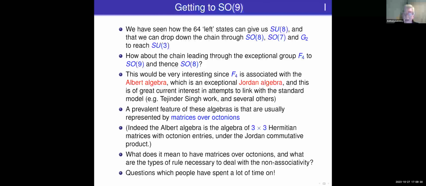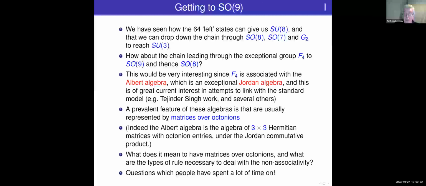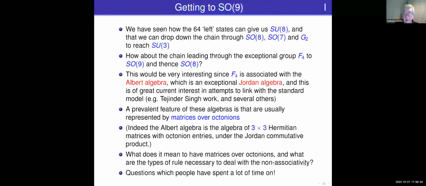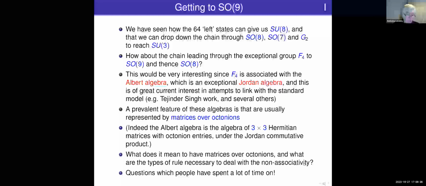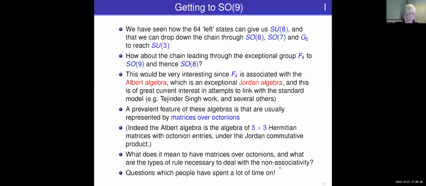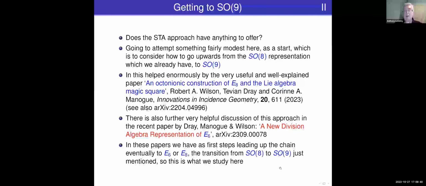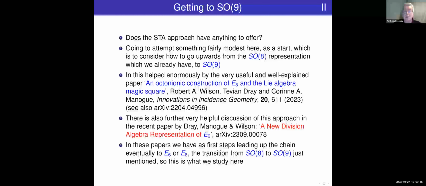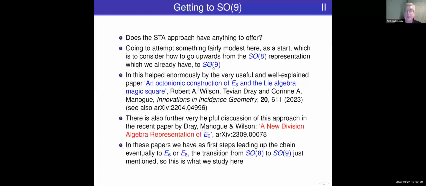What does it mean to have matrices over octonions, and what are the types of rules necessary to deal with the non-associativity? These are questions which people have spent a lot of time on. So do we have anything to offer here? As a fairly modest start, I'm going to consider how to go upwards from SO8 to SO9.